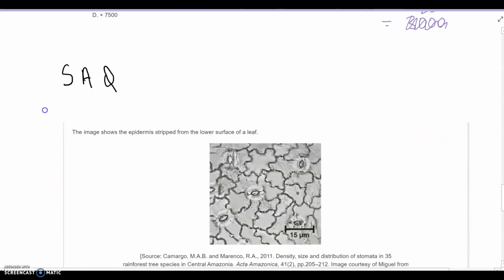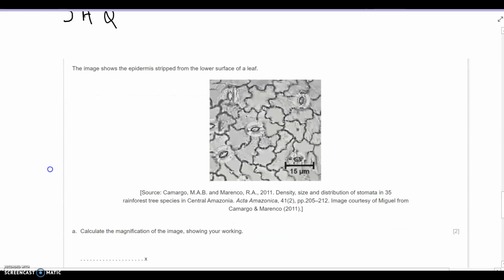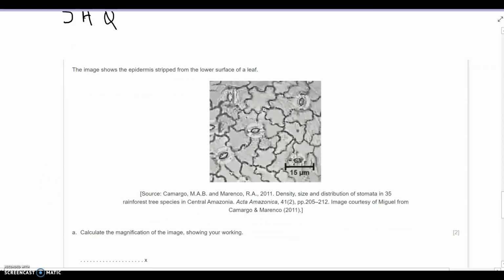Now, in your short answer questions, you get 2 types of magnification calculation. The first type is like this, where you're being asked to calculate the magnification of the image. Again, we would write out the equation. It is always sensible to write out the equation. Quite often you get a mark for doing that.